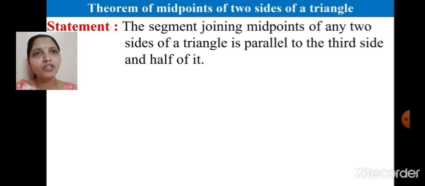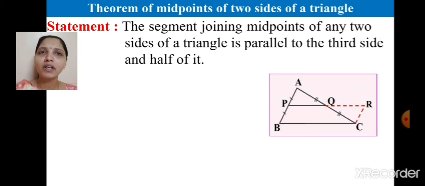So in the previous session we have learned about the midpoint theorem. So what is the statement of this midpoint theorem? The segment joining midpoints of any two sides of a triangle is parallel to the third side and half of it. Now you have to explain this. How to explain this? With the help of a diagram.